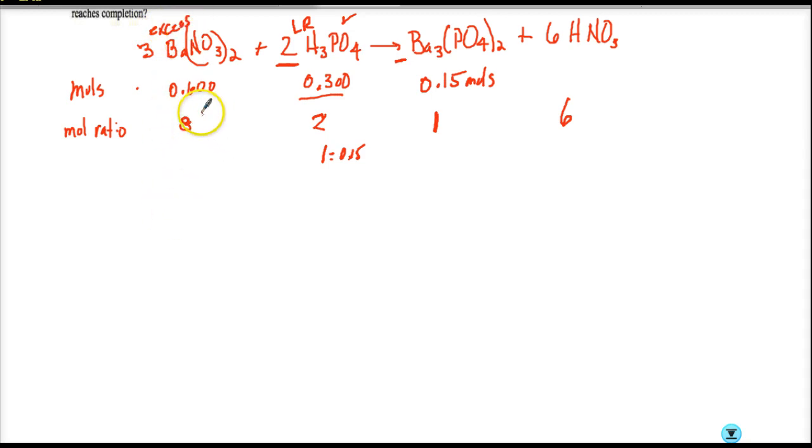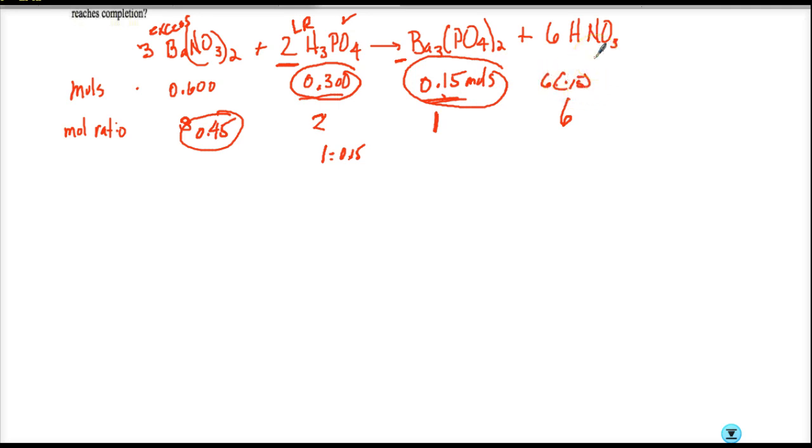So how much is in excess? Well, I need 3 times the 1 amount. Or you could do the proportion, but it's easier if you do it this way. So the 1 amount is 3, so I'm really going to use 0.45. That's how much I'm going to really use. And I'm going to really use all this, and I'm really going to make all this, and I'm really going to make whatever 6 times that is, 0.9.